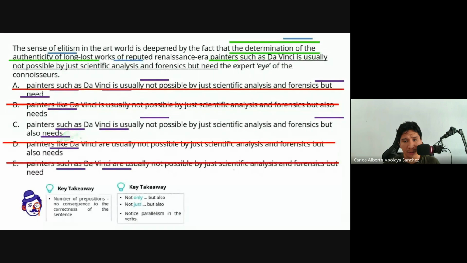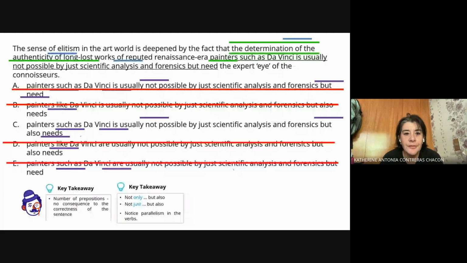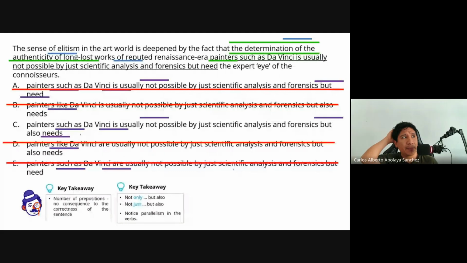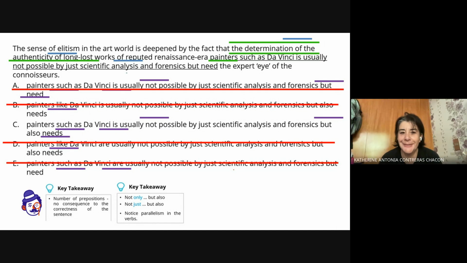Did you understand that part? Yes, teacher, I understood. For example, "she not only plays soccer, but also cooks." You see, she and she. This is why in this part we need "needs," because the subject is "need an expert." Who or what needs an expert? The determination of the authenticity of a law and less work. You see? Yes, that's correct.